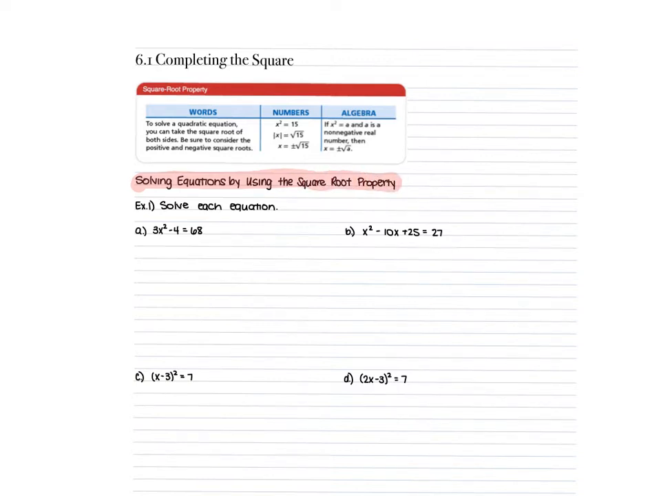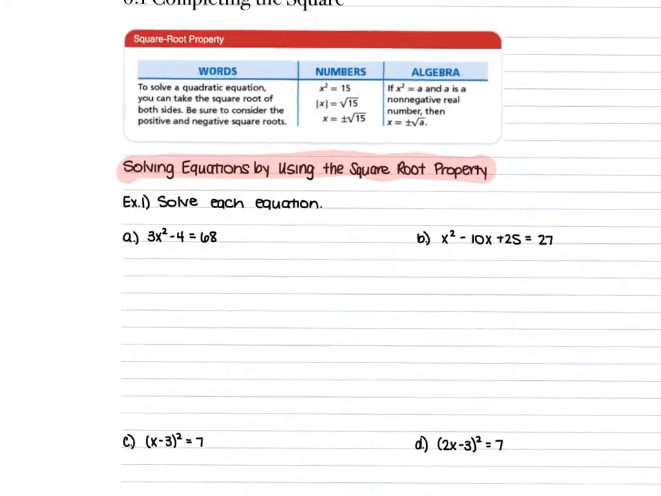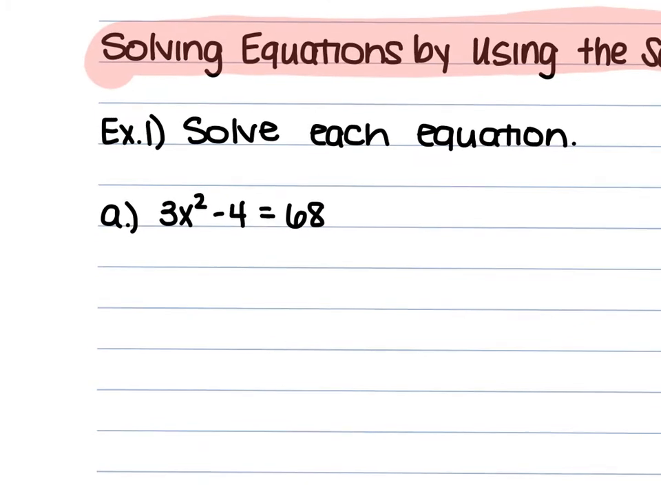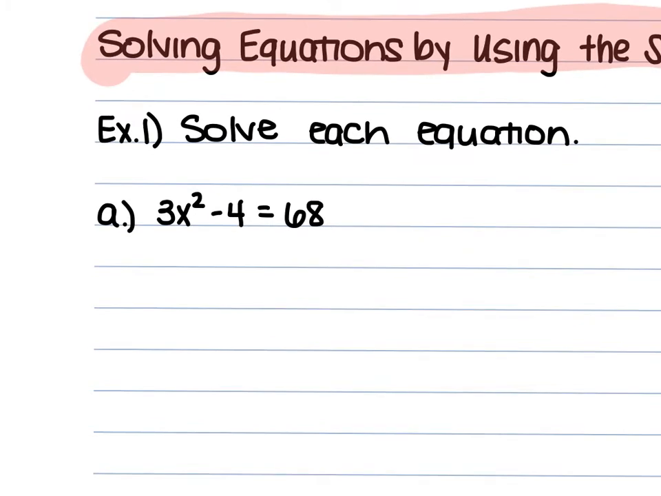And when we take the square root of both sides, we end up gaining that plus or minus. So you're going to see that a lot here. It says solve each equation. Now notice that I only have an x squared. I don't have an x, there's no negative 4x. So this doesn't seem like the one where I end up factoring and completing the square. There's nothing to factor here. So I'm going to take that negative 4 and move it to the other side. Plus 4, and we get 3x squared is equal to 72.